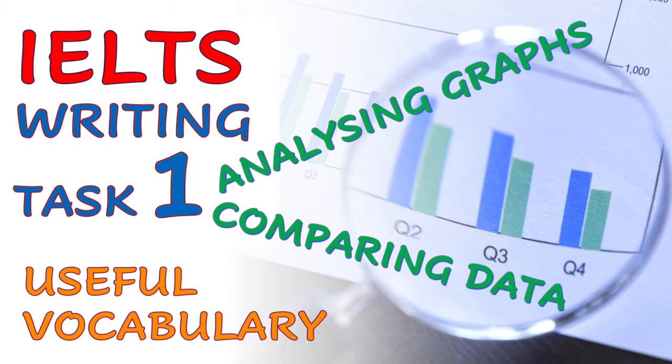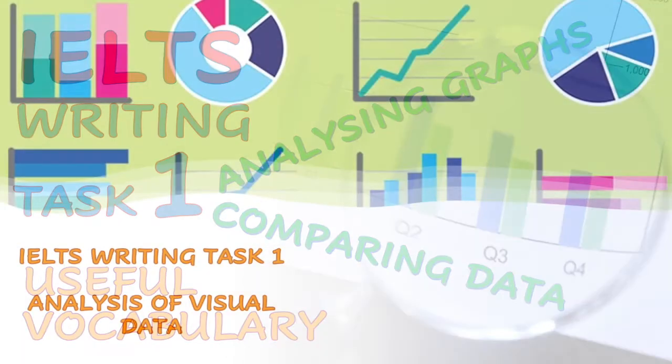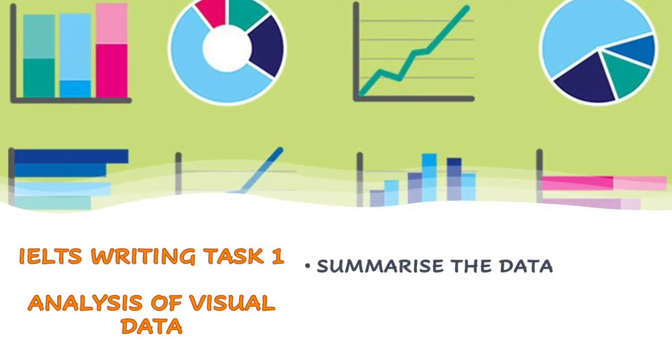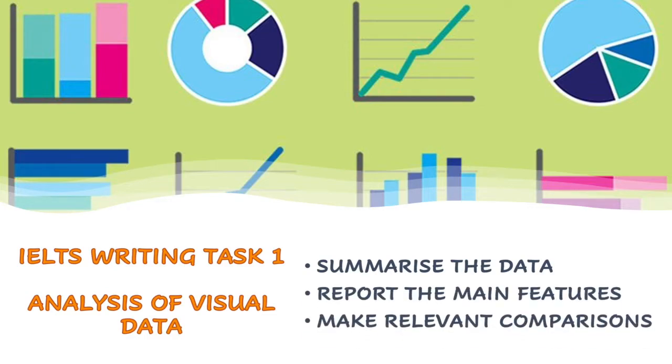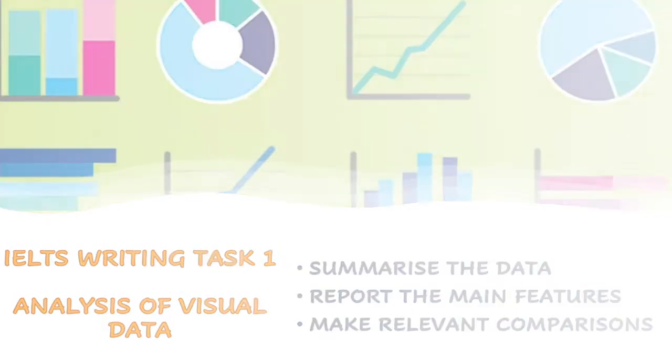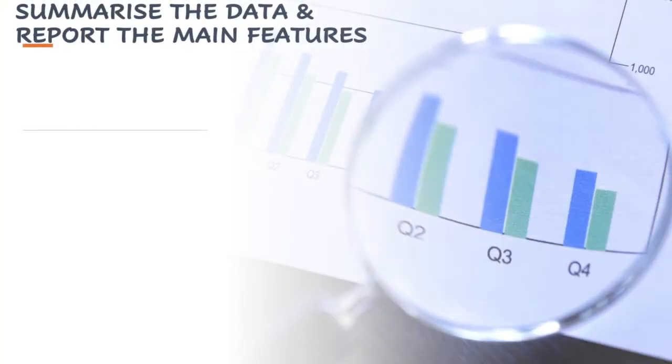Hello, in this video I'm going to try and help you with your writing skills by looking at some useful vocabulary for IELTS Writing Task 1, the one where you need to analyze and compare data. So in any kind of task, you're going to be asked to summarize the data, to report the main features, and make relevant comparisons. Let's start with summarizing the data and reporting the main features.